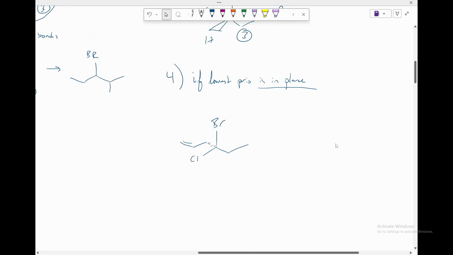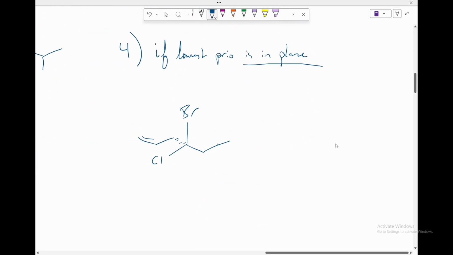Okay, so if the lowest priority is in the plane, here it's going to be this ethyl. We know that the alkenes take higher priority than alkanes. So since the lowest priority is in the plane, I have to swap so that the lowest priority is in the back. So I'm going to switch these two.